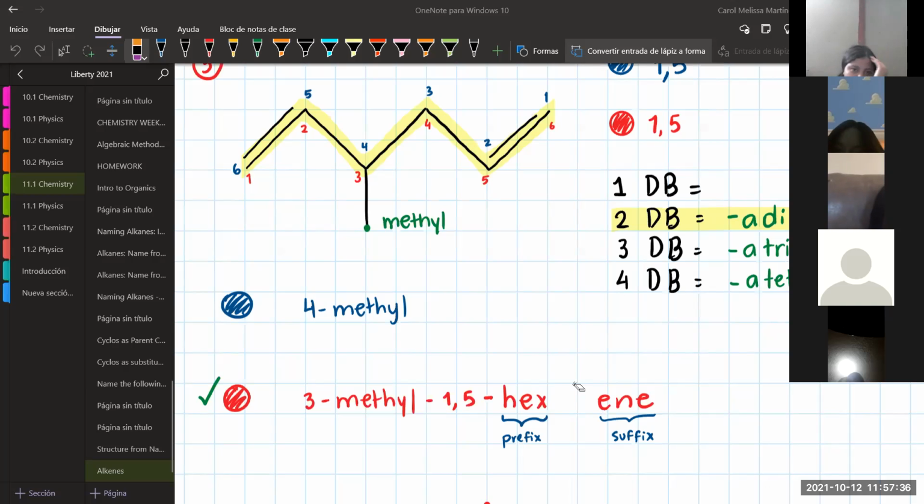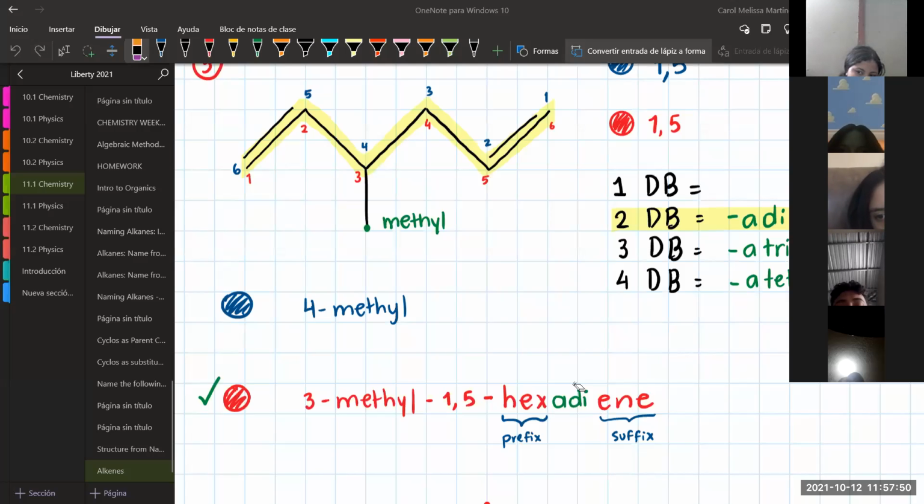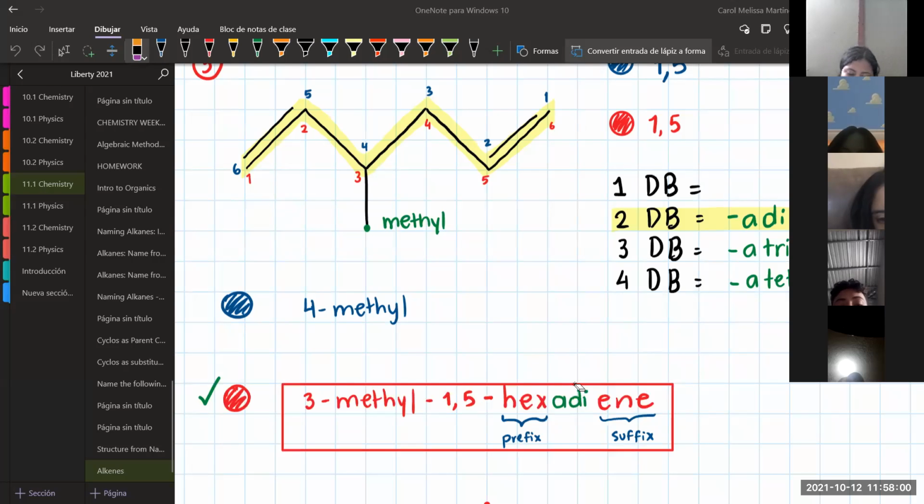Okay, so again I repeat, because we have 2 double bonds between prefix and suffix, you will put a di between them. That is very important. So keep this in mind. Since I already finished, this is going to be the final name. Tell me, do you have a doubt in this exercise? This is a little bit more complex.